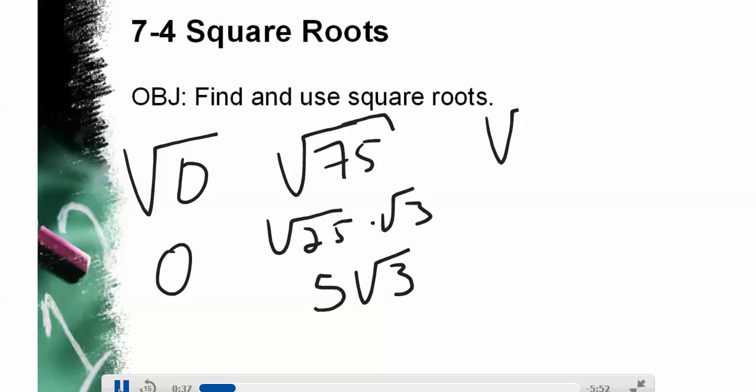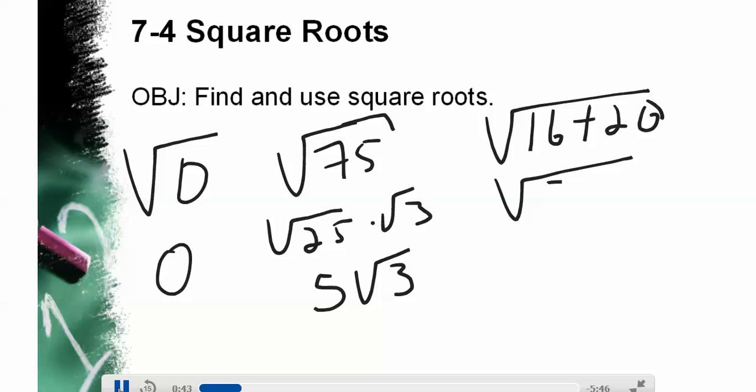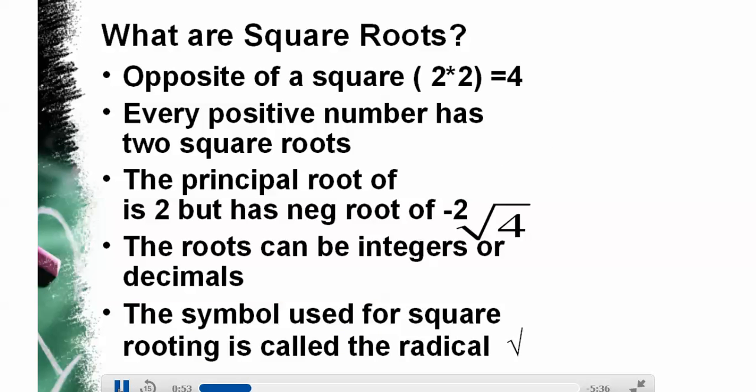What about this one? Square root of 16 plus 20. Square root of 16 plus 20, that becomes radical 36. So that's just 6. So one thing you need to know about square roots, they're like parentheses. You do what's inside of them first. So if you don't know what a square root is, here's a nice little quick recap. A square root is the opposite of a square.